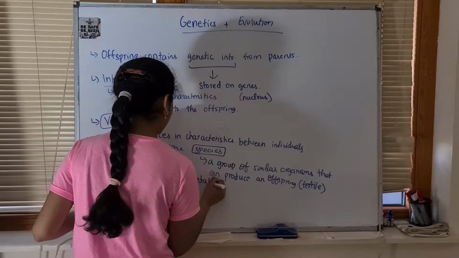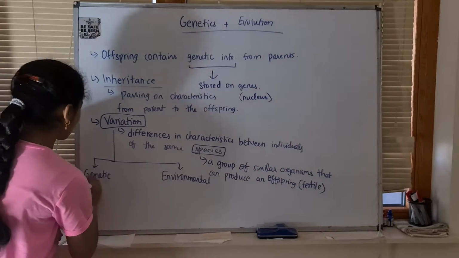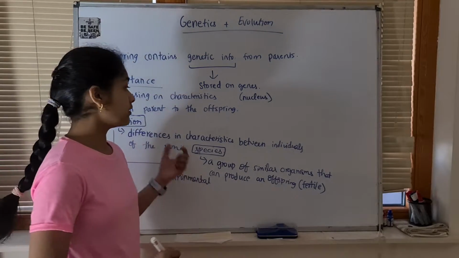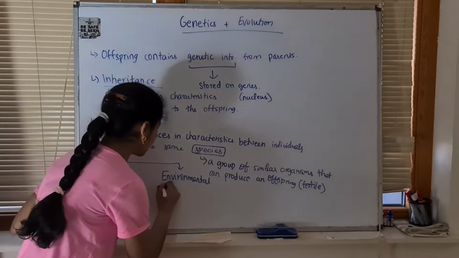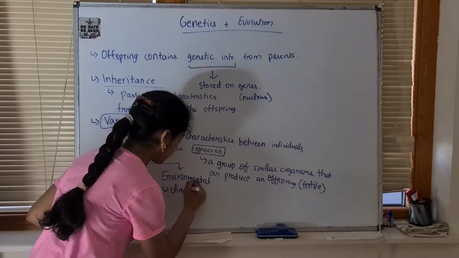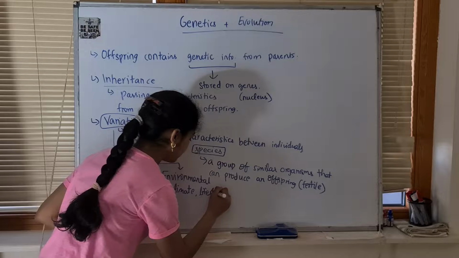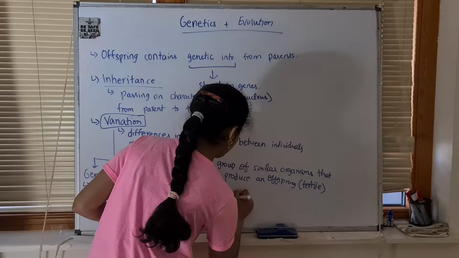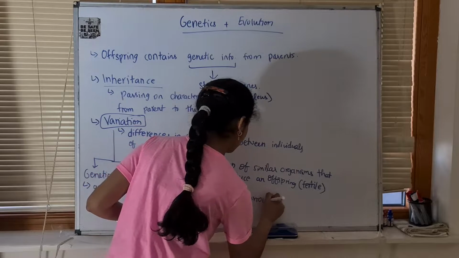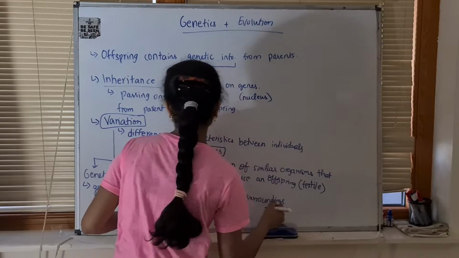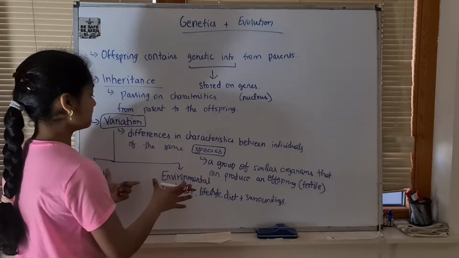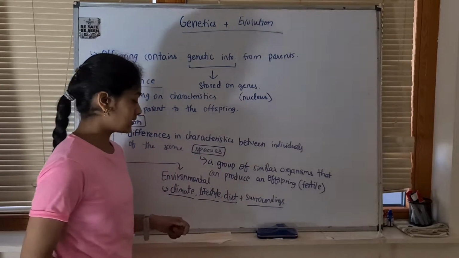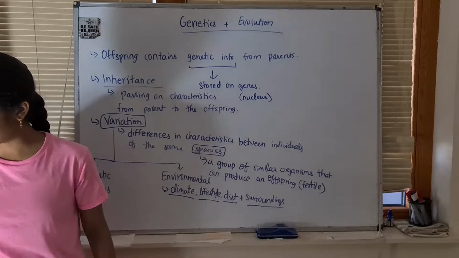Genetic variation is caused by genes in the nucleus. Environmental variation is caused by climate, lifestyle, diet, and surroundings. So there are many factors that can affect an organism. Climate, lifestyle, diet, and surroundings all come under environmental variation.